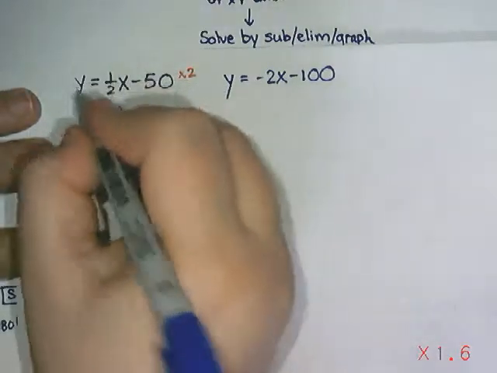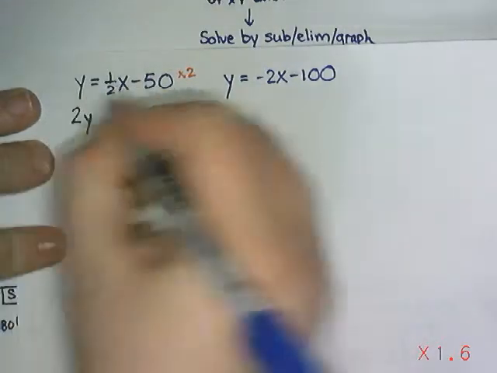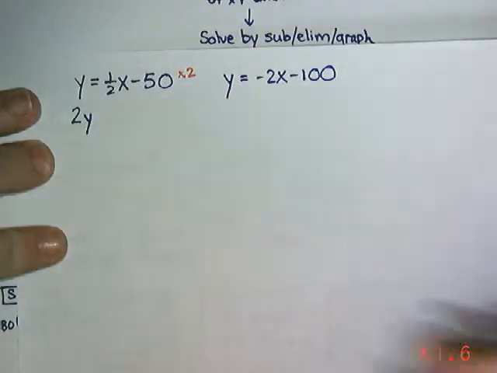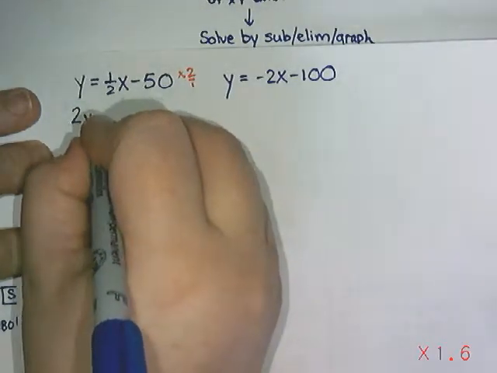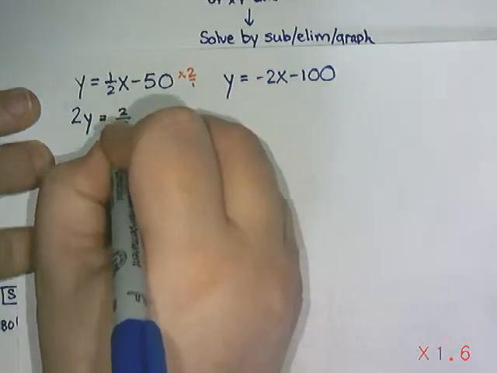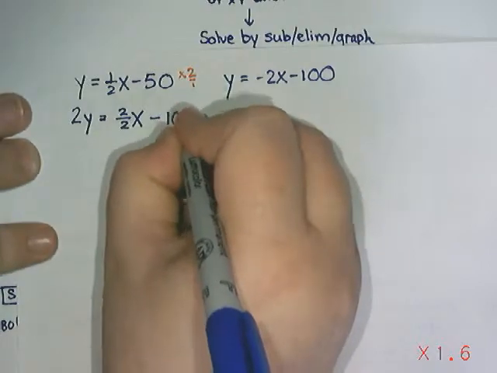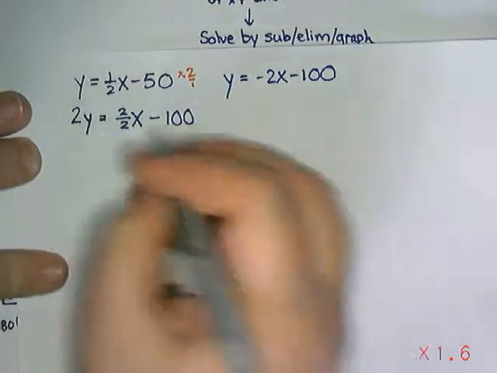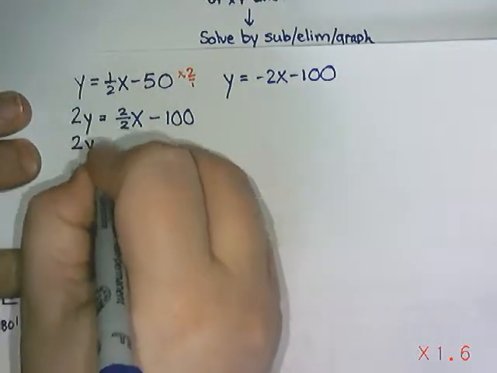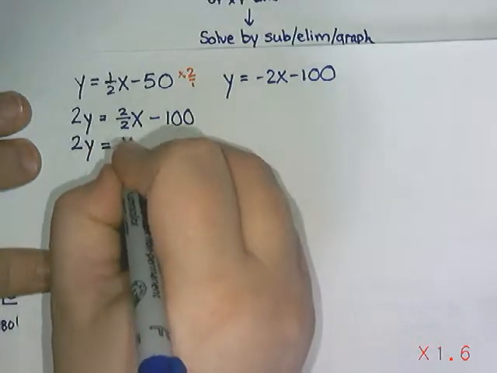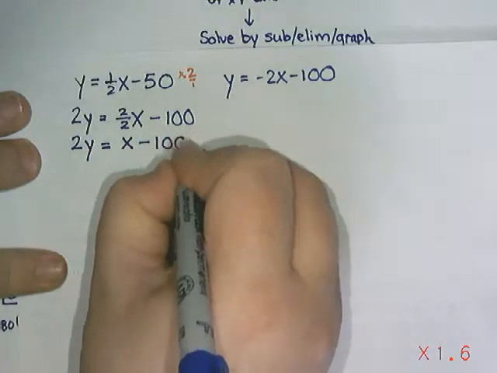So 2 times y is 2y. 2 times 1/2, this is secretly a 2 over 1, so 2 times 1 is 2, and 1 times 2 is 2. So I get 2 over 2x, and then 50 times 2 is 100. 2 divided by 2 is simply just 1. So 2y equals 1x, or just x, take away 100.